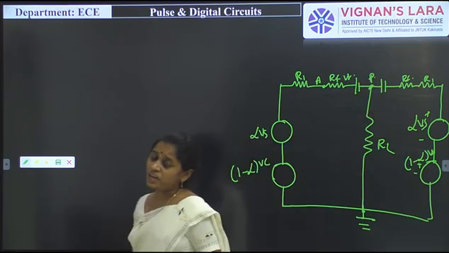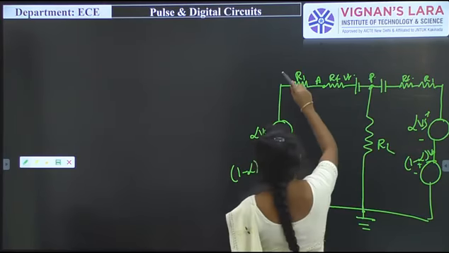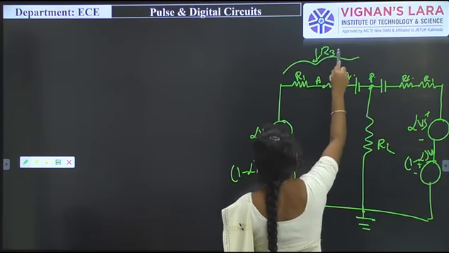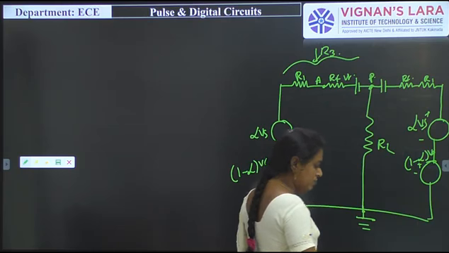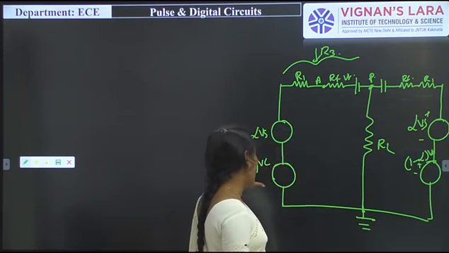R3 is nothing but R1 plus RF. So simply the circuit will be redrawn like this. This we have to take as R3. And from this diagram, I'm finding the V0. So what is the V0? Simply we say that the V0 appears here.